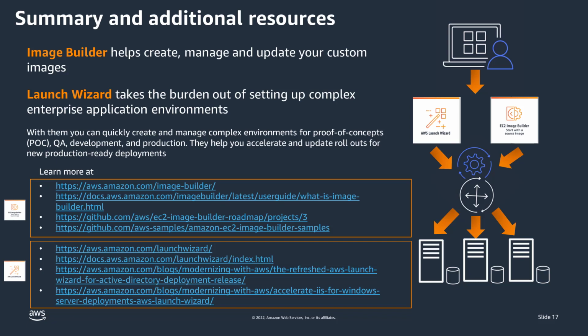So as I always tell everyone, when it comes to AWS services, the best thing is just to go try them. So go sign into your console, try Launch Wizard, try Image Builder. You can search for them right from the console to get to them. And if you want to learn more about what we talked about, there's some links here, a number of pages on documentation for Image Builder and Launch Wizard, as well as some material on GitHub on Image Builder, and some blogs that we've recently released about doing what we just talked about, deploying Active Directory, as well as IIS for Launch Wizard.